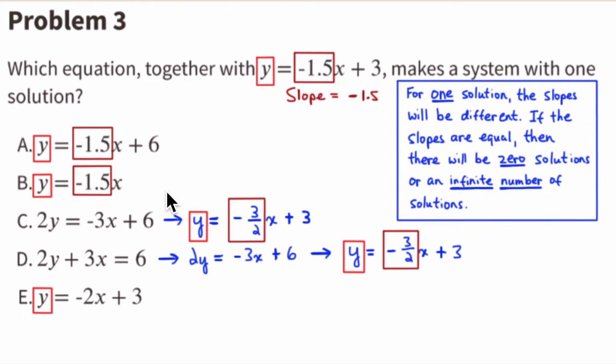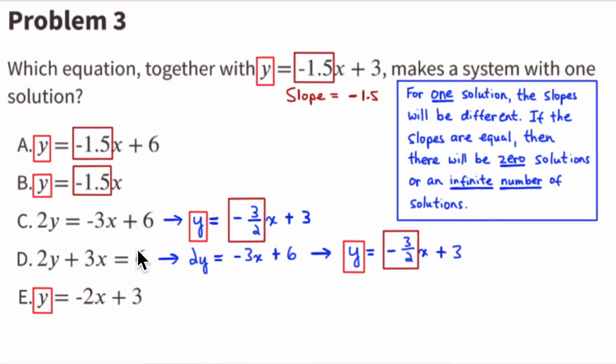different y-intercepts. This y-intercept here is 6, this y-intercept is 3, and this y-intercept, the graph goes through 0, 0, the origin, so this y-intercept is 0. So different y-intercepts, same slopes, that means there will be 0 solutions. Those graphs will never intersect.